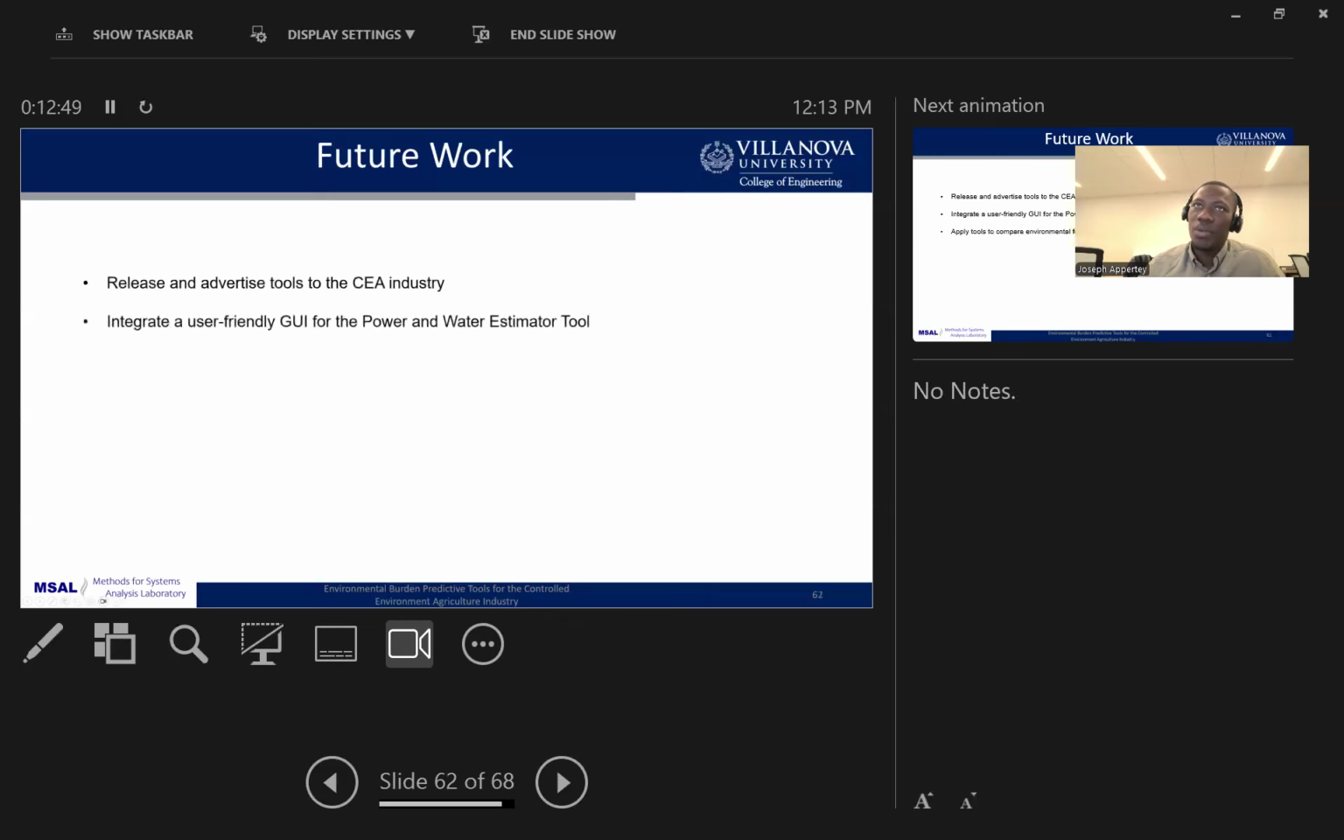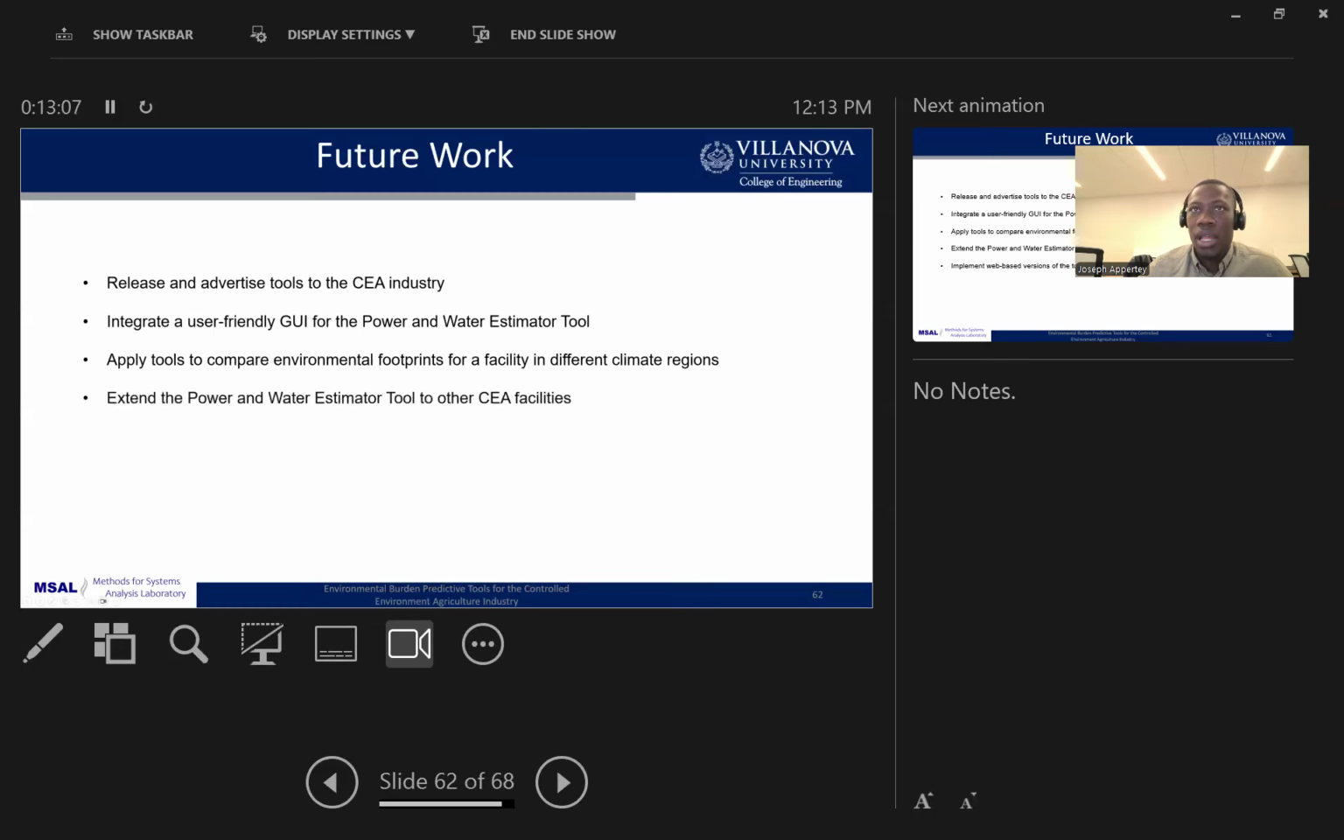So in the future, we have to release and then advertise these tools to be patronized by CEA facility operators. Integration of a user-friendly graphic user interface of the power and the water estimator to apply these tools to compare environmental footprint for facilities in different climate regions, and then also extend the power and the water estimator to other CEA facilities, and then also implement a web-based version of these 3 tools to make their use very easy.